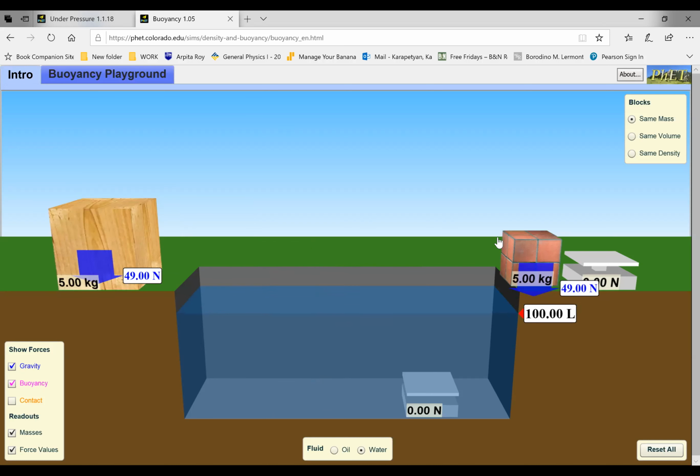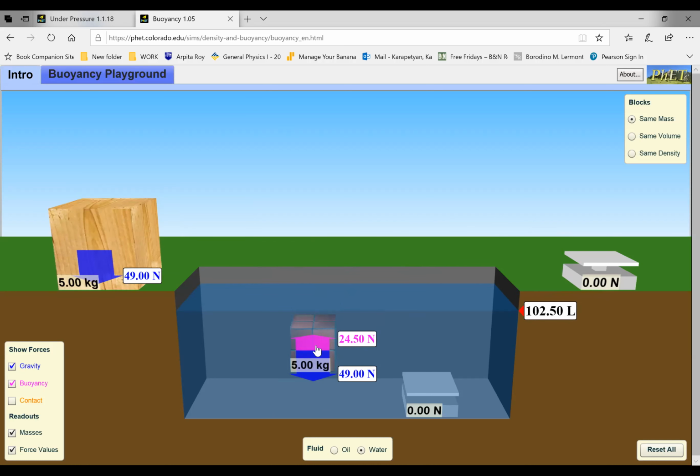Now here we have another object, the second object. The weight is 49 newtons because it's 5 kilograms, but look at the buoyant force, 24.5. Why? Because it displaces very little volume of fluid, and because that is less than the gravitational force acting on this block, it will sink, because gravity is stronger, so it pulls it down.